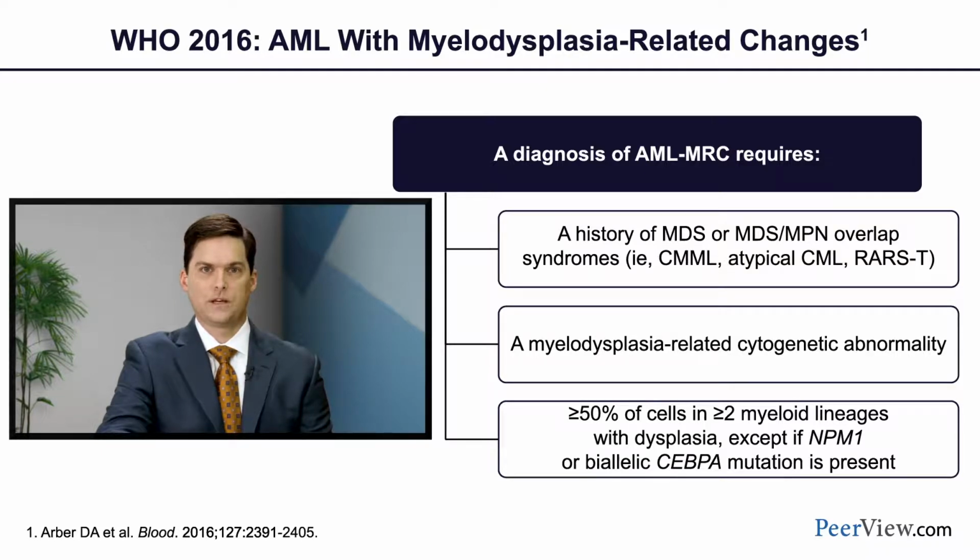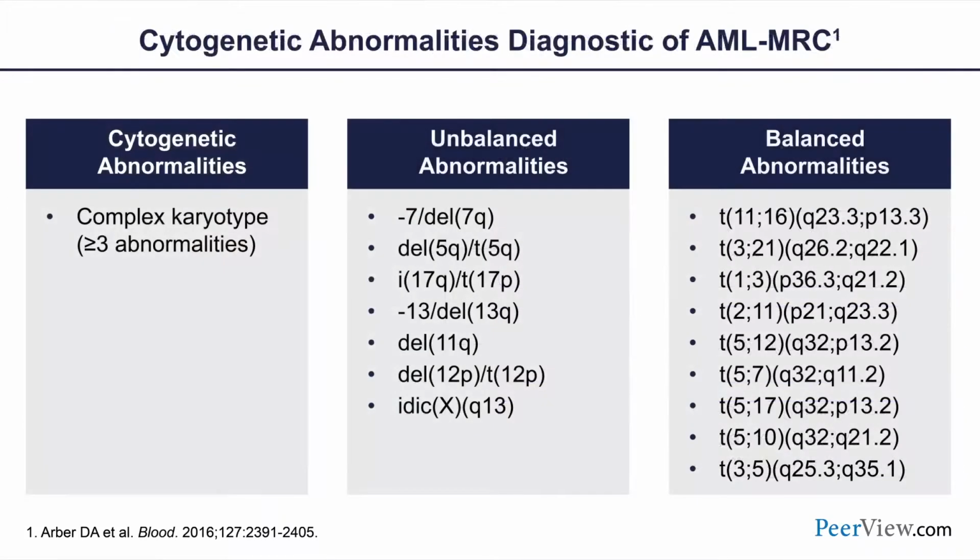At least 50% of cells in 2 or more myeloid lineages are dysplastic, except if NPM1 or biallelic CEBPA mutations are present. As I've noted, there are some cytogenetic abnormalities that are diagnostic of AML-MRC, which can be seen in this slide, and they include the presence of complex karyotype, among many others. These can confirm a diagnosis of AML-MRC if at least 20% peripheral blood or bone marrow blasts are present and the prior therapy has been excluded.